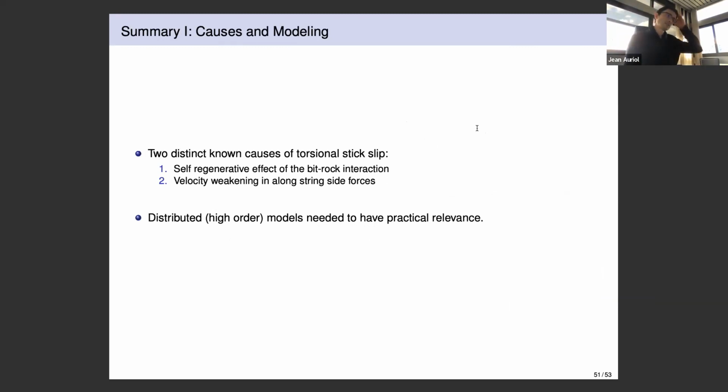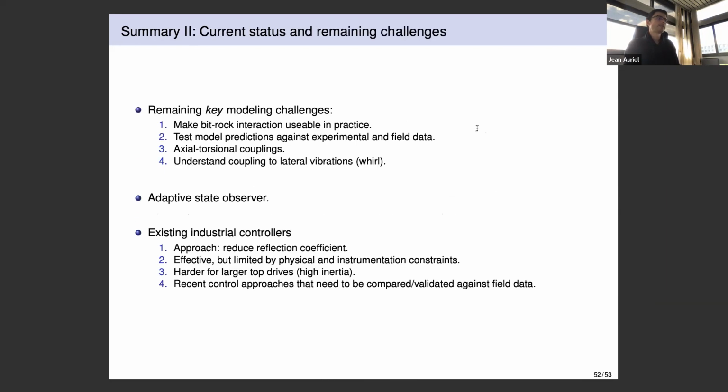So as I said, the take-home message: two distinct causes of torsional stick slip. To be able to model these causes, it's interesting to use distributed models to have practical relevance, instead of just finite dimensional models. We have managed to design an adaptive state observer, but there are still some key modeling challenges. Bit-rock interaction is one. And of course, testing some control procedures against real field data on real systems.